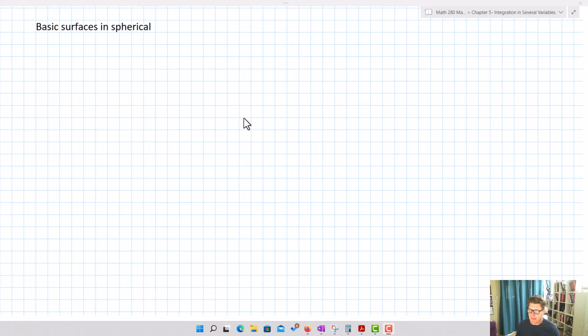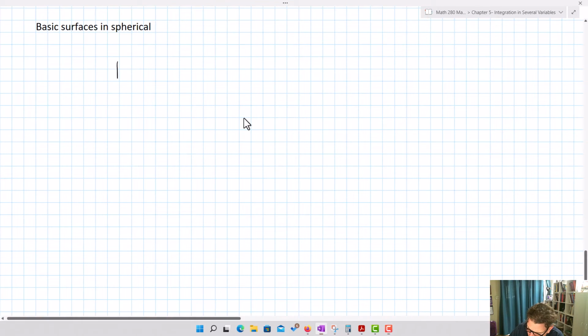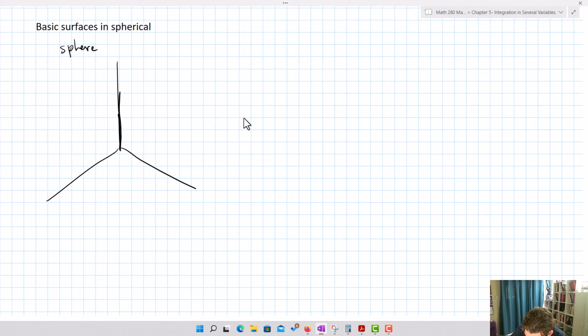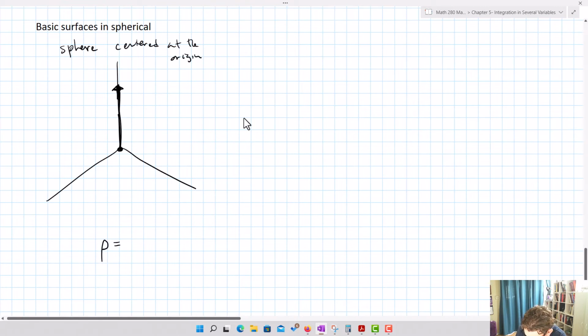Why is it this really matters? If we start out and we imagine a sphere, and hence why the name is called spherical, it is simply the set of all points that are equidistant from a certain value. So a sphere centered at the origin, so we want to make sure that the sphere is centered at the origin, is going to end up being just rho equals c, or k, where k is a constant.